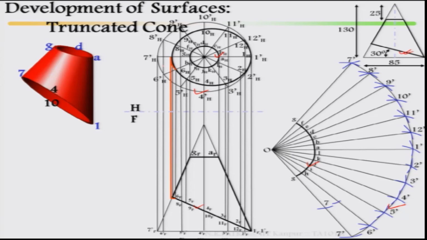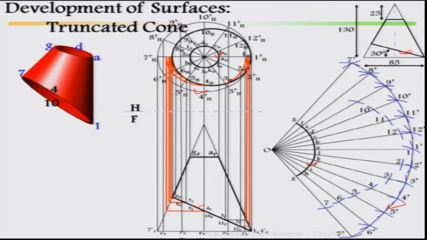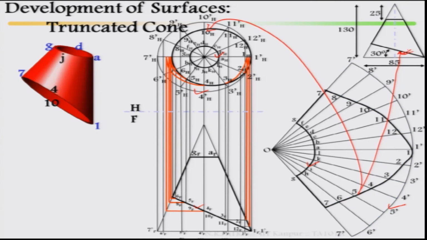So 6 has come here, O6 will become here, and you join here. Mark O6, O7, then similarly mark O5, O3, O2, O1, O12, O11, then finish it up. This surface is nothing but this surface, and we are looking at this surface. This is how the development of the surface looks.